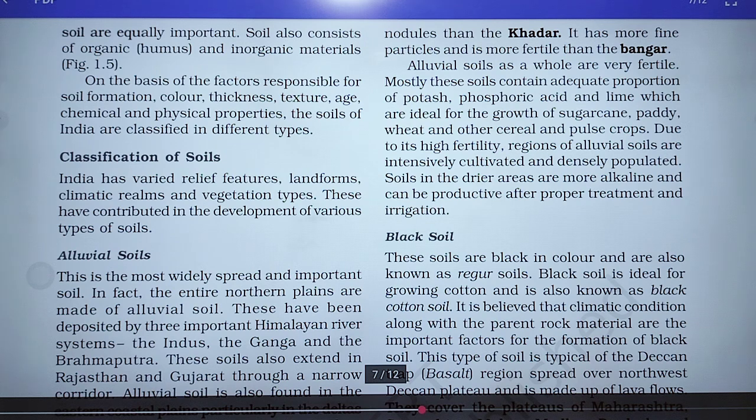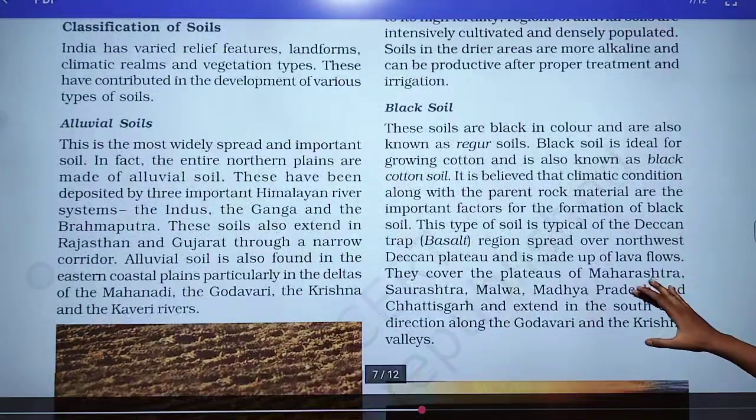There are two types of alluvial soil. The first one is old alluvial soil and the second one is new alluvial soil. Old alluvial is known as bangar and new alluvial is known as khadar. It contains fine particles of sand, silt and clay. It has an adequate proportion of potash, phosphoric acid and lime, and it is ideal for the growth of wheat, paddy and sugarcane, and also pulses. So this is all about alluvial soil. I hope you understand about alluvial soil.